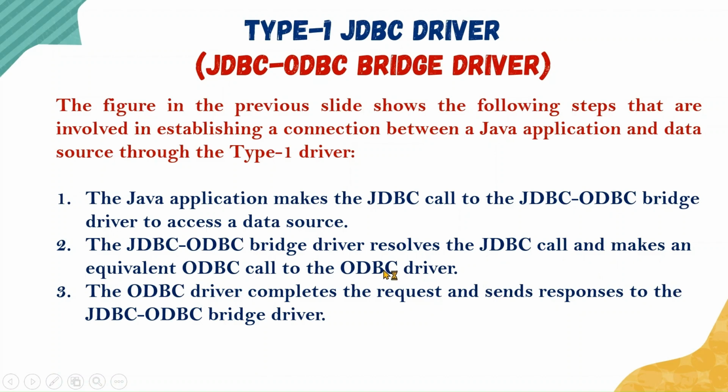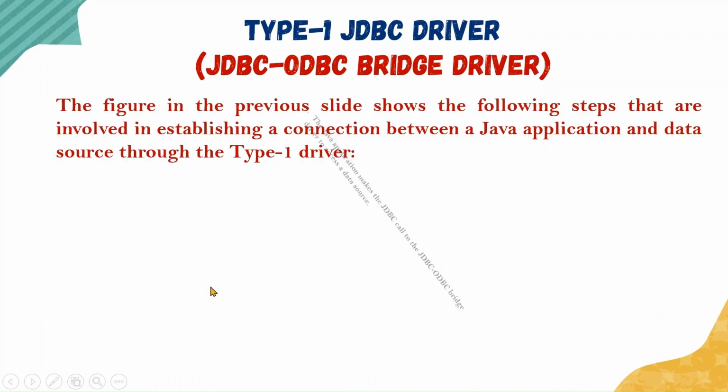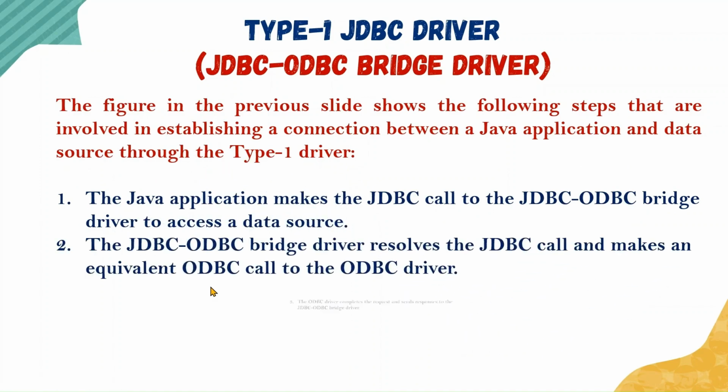So I was saying, native ODBC call, which is a generalized call, is being performed by the JDBC-ODBC Bridge Driver by accepting the JDBC call. Then the third step is the ODBC driver completes the request and sends responses to the JDBC-ODBC Bridge Driver. If you can see the previous slide, you can see the reverse arrow has also been there. So these are called the responses. Whenever a response is required, you need to go for that.